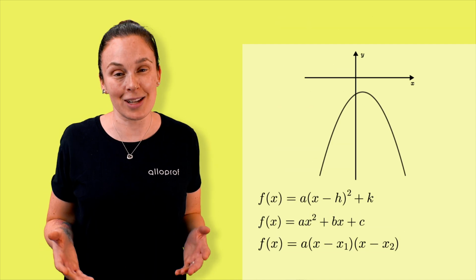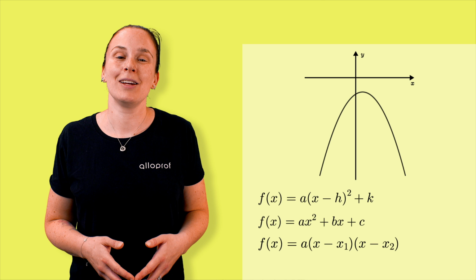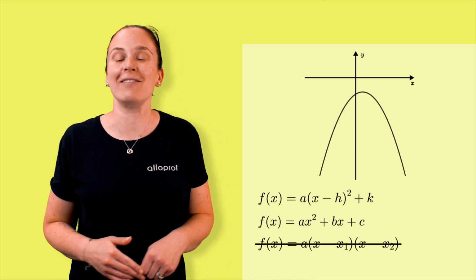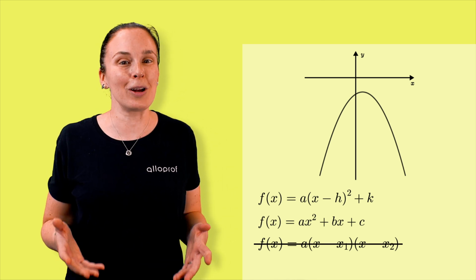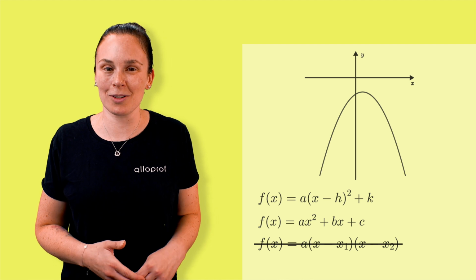Sometimes a function doesn't cross the x-axis, so there are no zeros. In that case, the rule cannot be written in factored form. Therefore, one of the two other options must be used.